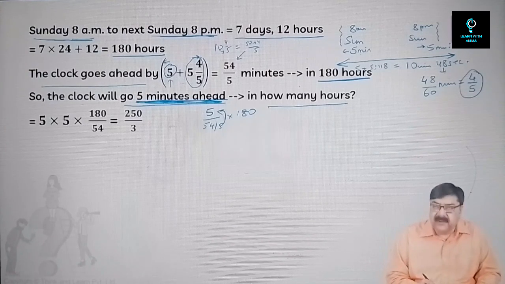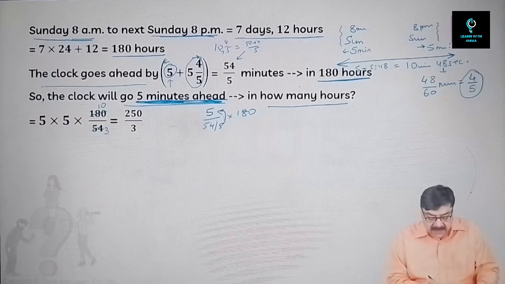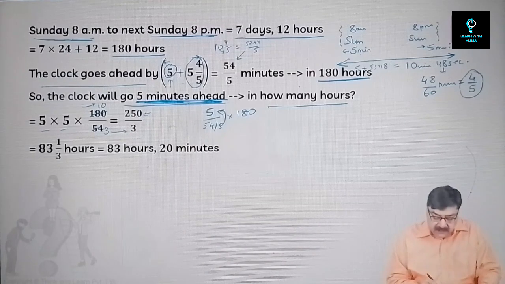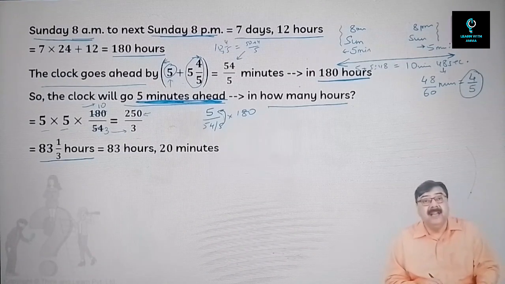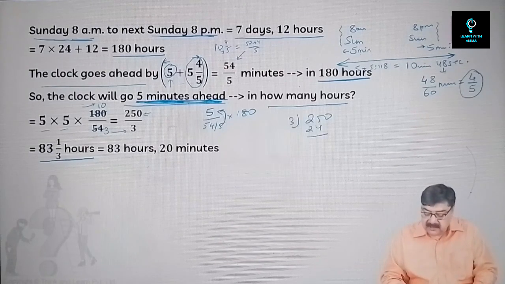So these figures, numerators and denominators, they cancel by 18. So 18 into 10 and 18 into 3. So 5 into 5, 25 into 10, 250 by this 3. Now 250 by 3 works out to be 83 1 by 3 hours. Well, how? You divide 250 by 3, gives you a 10 here, goes by 8, goes by 9, 1 remainder. So 83 and this 1 is remaining, so 1 by 3 hours.